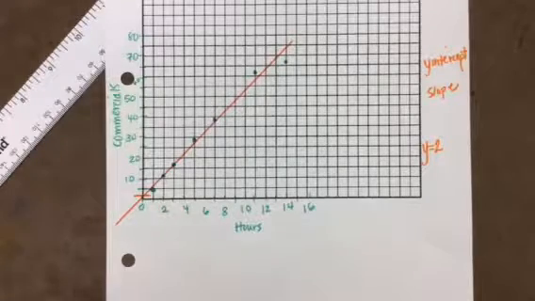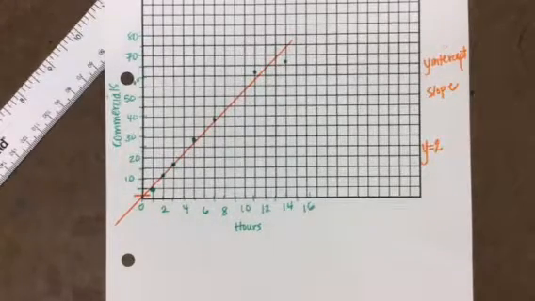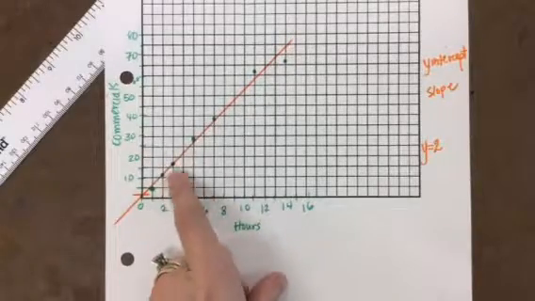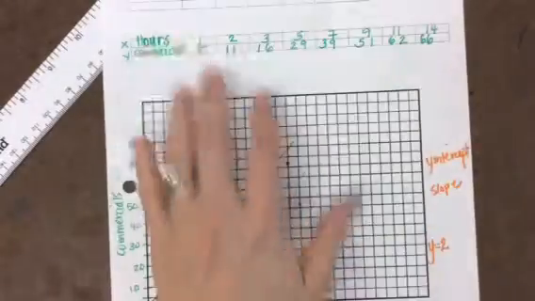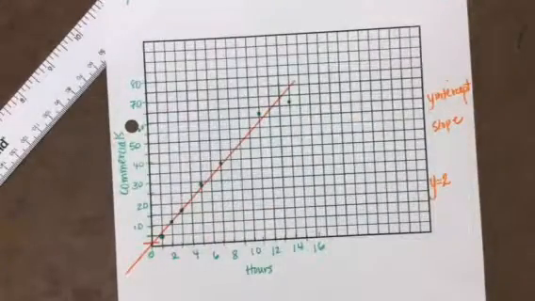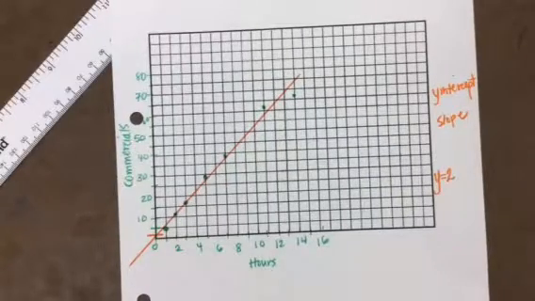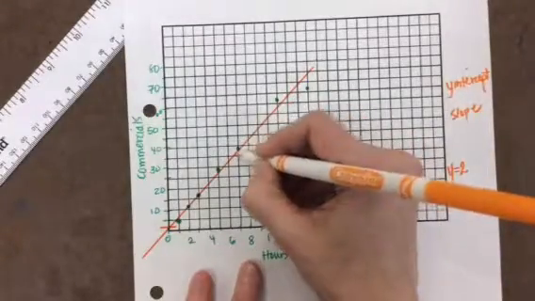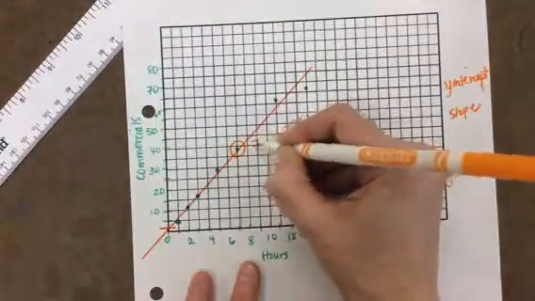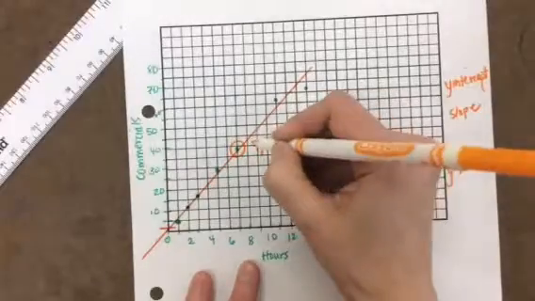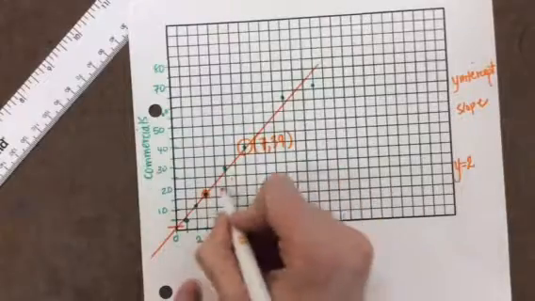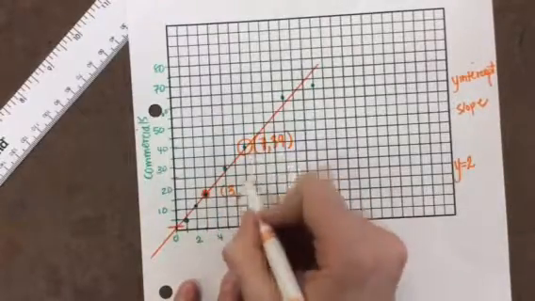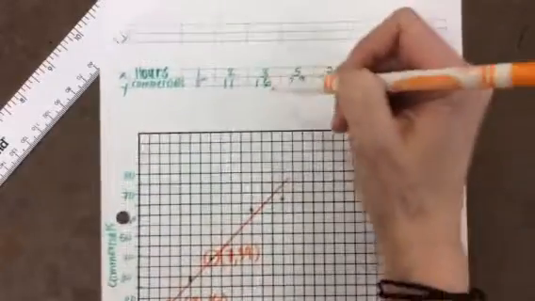So I want to look at my line, and I want to find either two good points that are actually on the line, or two good places on the line, even if they're not actual coordinates that are part of my equation up here. So I'm going to find two that are on the line here. I'm going to pick this one, which is 7 and 39. And then I'm also going to pick this one right here maybe, which is at 3 and 16. And I know because those are two values in my table.